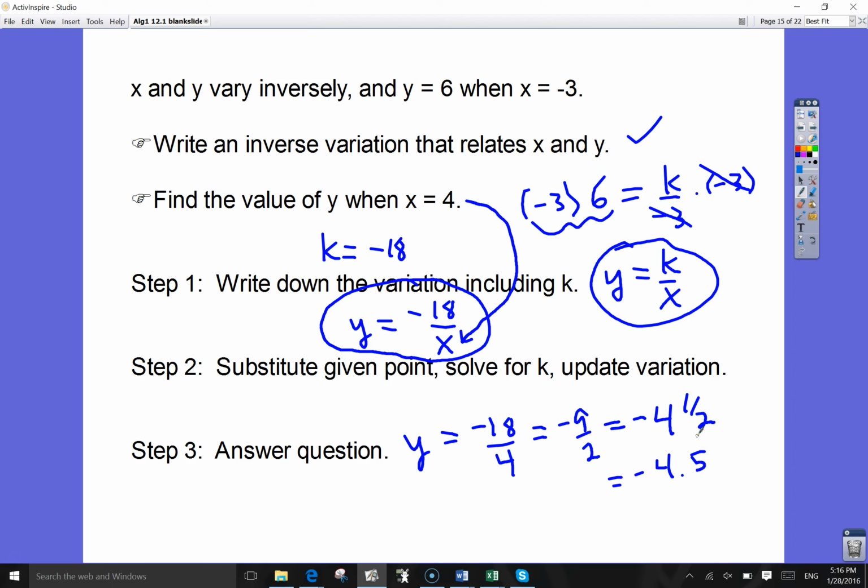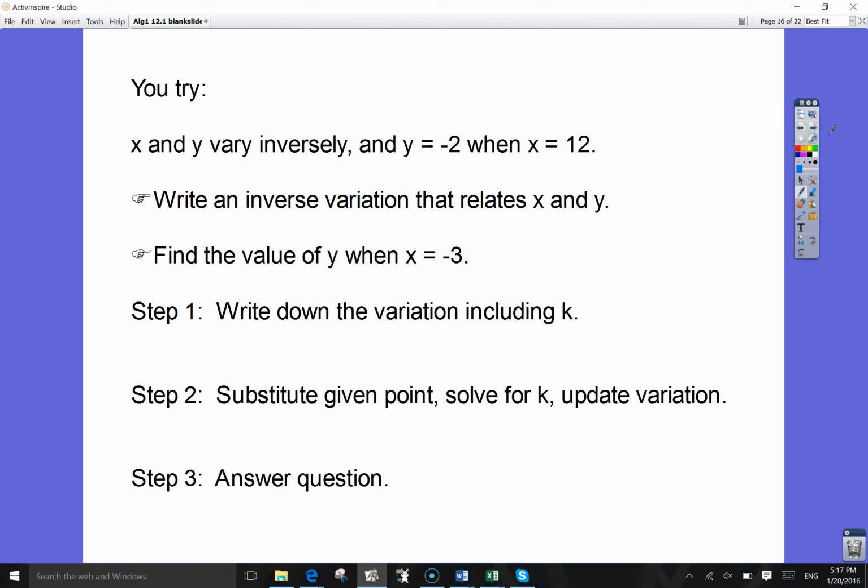So try to keep these steps in mind, right? Write down the variation. Use the data to find the k so you can fill in for the k, and then answer the question. So let's try to do this again. You try, hit pause, try to do just what we did on the last one. Hopefully you were taking notes, so at this point you could go back to your notes and then just try to repeat the pattern with this information. Okay, so hit pause and hit play when you're ready to see the results. So x and y vary inversely.